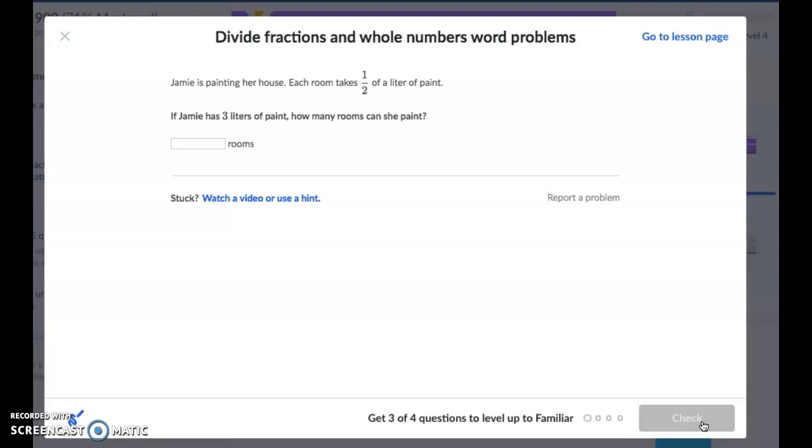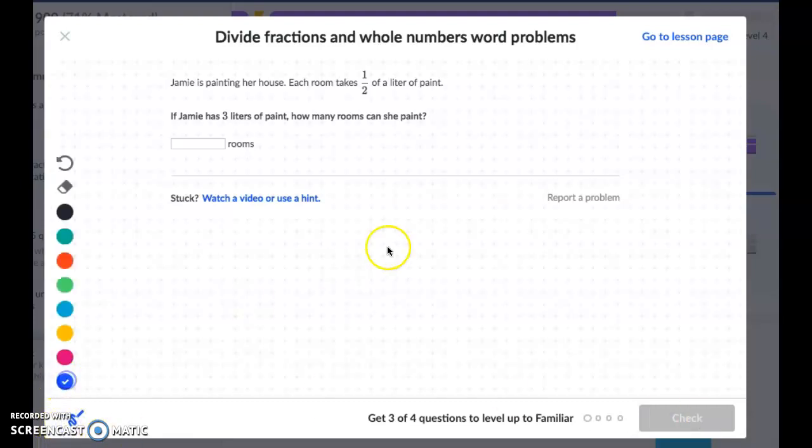Jamie is painting her house. Each room takes half a liter of paint. If Jamie has 3 liters of paint, how many rooms can she paint? So we're taking those 3 liters and we're dividing them into sections of a half, and that will tell us how many rooms she's able to paint.